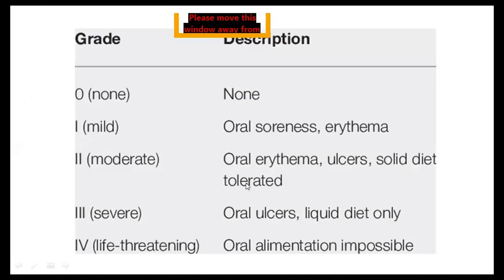I just added this point for the oral mucositis assessment scale, where oral mucositis is classified as mild, moderate, severe, and life-threatening. Mild is where there is oral soreness and erythema. Moderate is where there is erythema and some ulcers, and the patient can still have a solid diet. This is based on the diet the patients are taking. In grade 3, they're able to take only a liquid diet, and grade 4 is so severe that you'll have to give IV nutrition. They will not be able to tolerate anything at all. I hope this is clear.